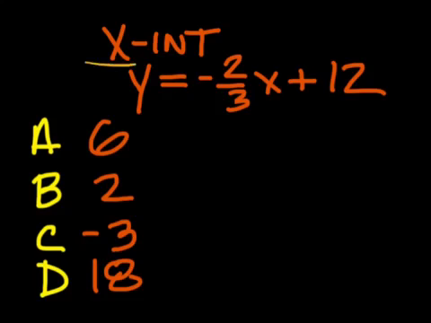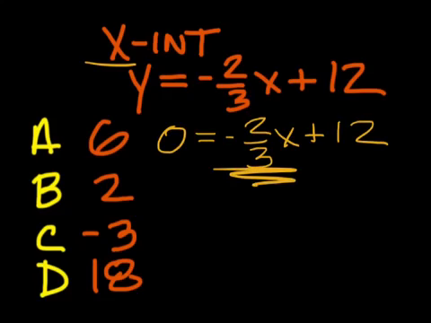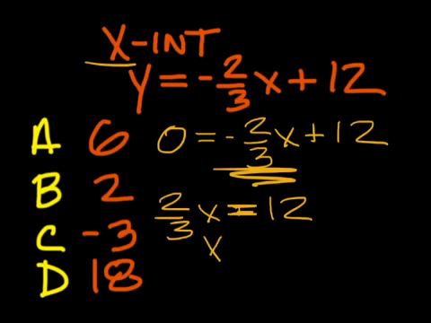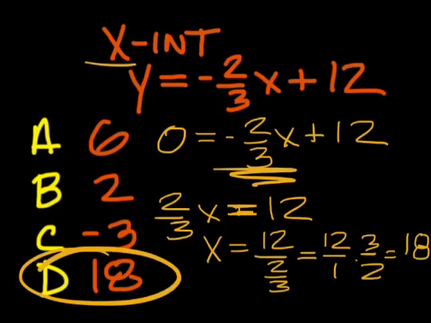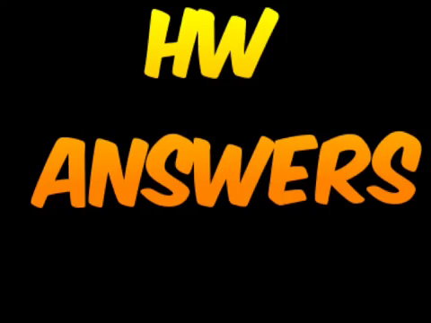To find the x-intercept, you have to put a 0 in for y, and when you do that, you have to move the x term to the left and make it a positive 2/3 x. And then divide 12 by 2/3. That's the same as 12 over 1 times 3 over 2. That is 18. Here are the homework answers.